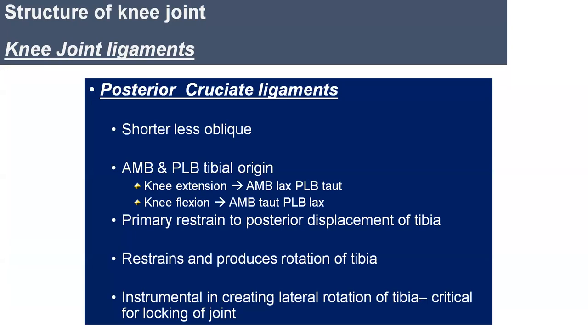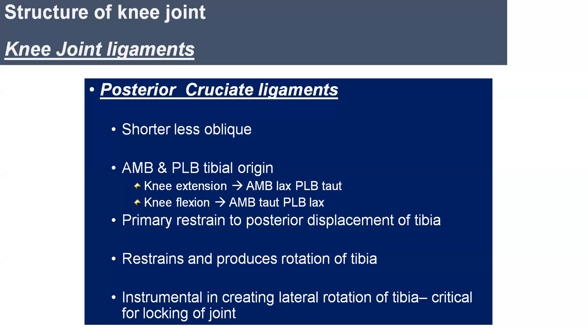So the posterior cruciate ligament is shorter and less oblique. Here also the anteromedial bundle is lax during extension, but the posterolateral bundle is taut. But in knee flexion, the anteromedial bundle is taut and the posterolateral bundle is lax.